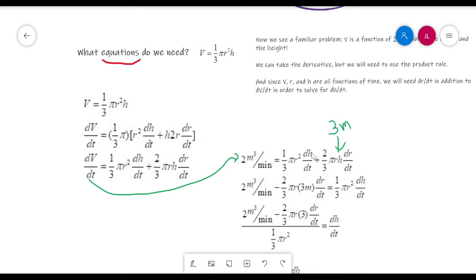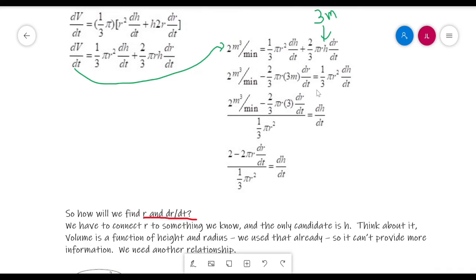So now I'm subtracting this term with the substitution from both sides of the equal sign. So 2 meters cubed per minute minus 2/3 pi r times 3 meters, the height has the substitution, dr/dt equals 1/3 pi r squared dH/dt. We're solving for dH/dt even though we don't have all the substitutions we need.